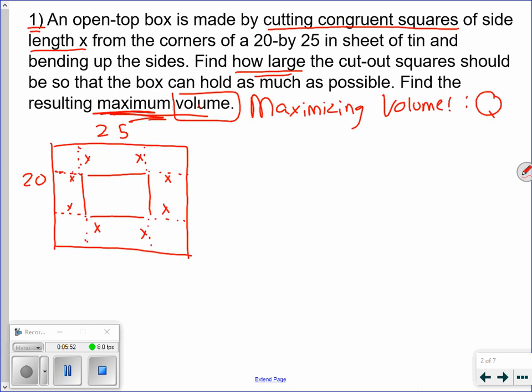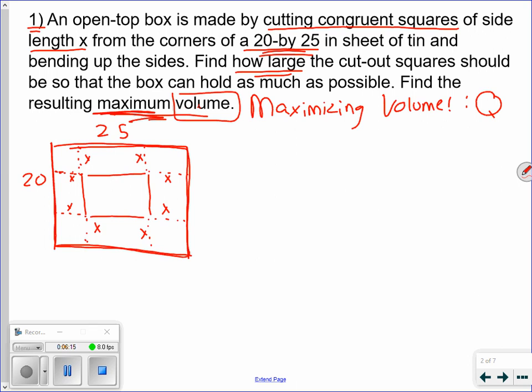Now there's multiple different shapes of the box that we can make depending on how big of a square that we cut out. So we have to figure out what the dimensions have to be to make it where we have the maximum volume. This sheet of tin being 20 by 25, that's my conditions. Okay, so given these conditions, we're trying to maximize volume.